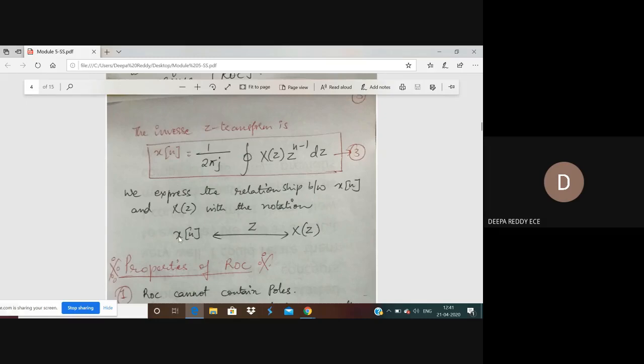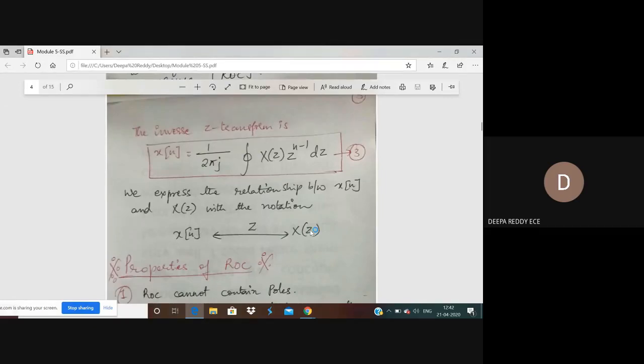So we have x of n and x of z as Z transform pairs. I'm sorry, they are Z transform pairs, not Fourier. We have a two-sided arrow. It says that from x of n we get x of z, and from x of z we get back x of n, and we have to put the z here. In my earlier discussion, I had put f's. Now we have z here. So x of n and x of z are Z transform pairs.